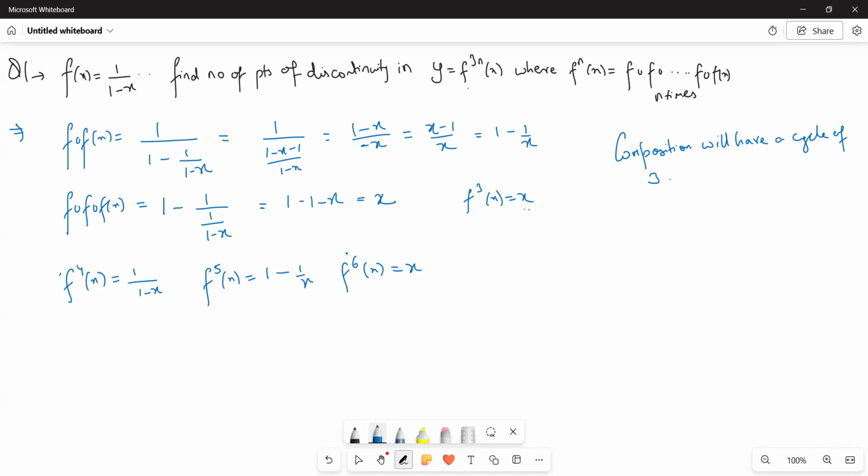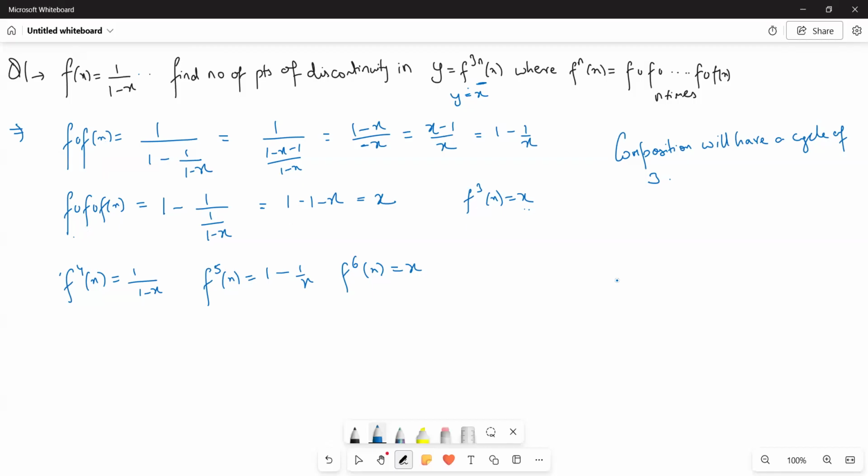So in that case, at how many points will the function be non-differentiable or discontinuous? So f of 3nx over here will become y is equal to x. But it is defined as a composition. So in a composition, f of g(x), if g(x) is discontinuous, then f of g(x) would also be discontinuous.